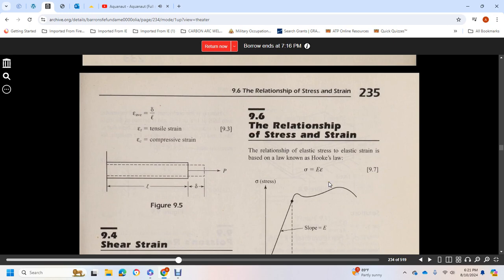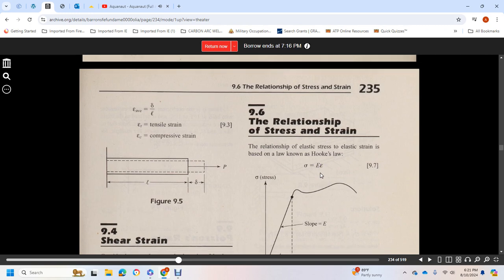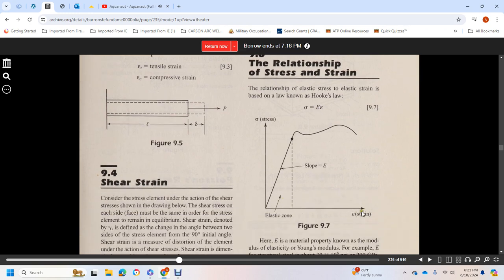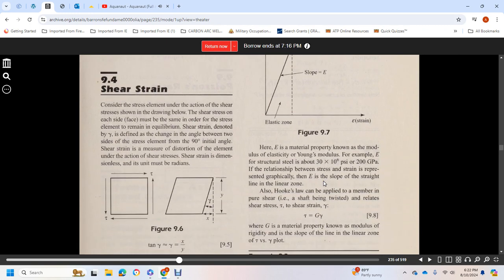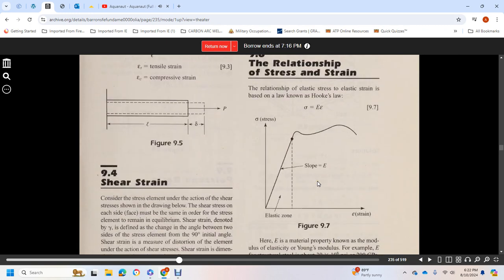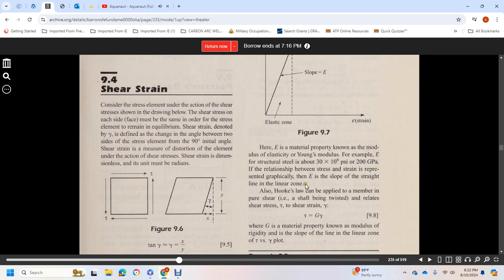9.6 Relationship of stress and strain. The relationship in the elastic range is based on the law known as Hooke's law, where the stress is equal to E times the strain. So you have elastic stress and strain. E is a material property known as the modulus of elasticity, or Young's modulus. E for structural steel is 30 by 10 to the 6 psi, or 200 gigapascals.